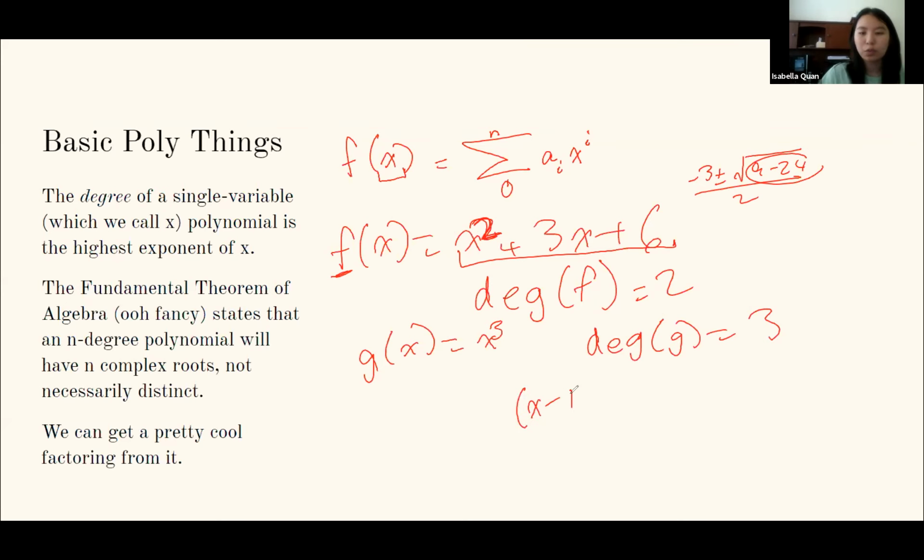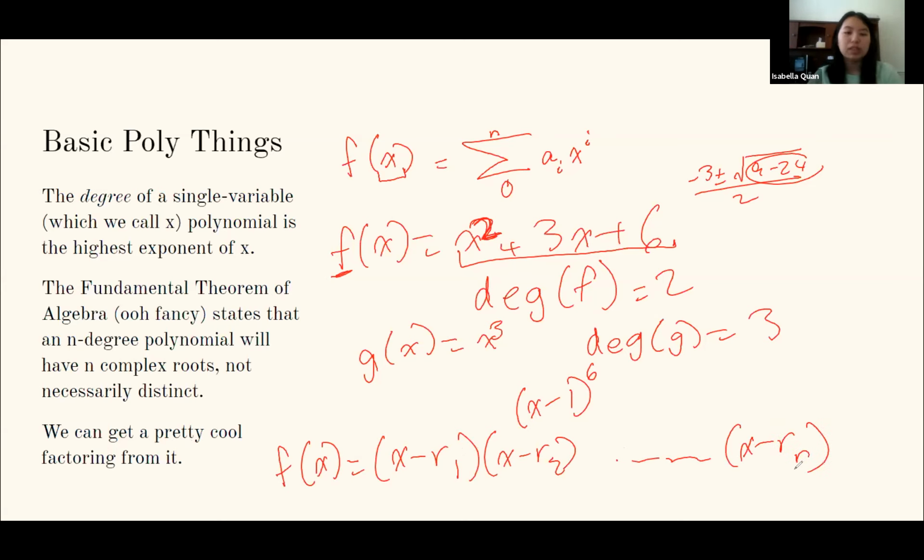So like x minus 1 to the power of 6 is going to have 6 roots, but they're all going to be 1. We can get a pretty cool factoring from this. What that means is if we know all the roots, then we have f of x is equal to x minus root 1, x minus root 2, through x minus root n for n roots. So that's another way to write it other than just having to know all the coefficients. And this is going to be pretty important. So make sure you know both of these ways to write it.